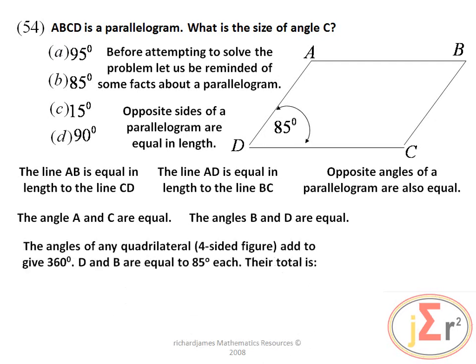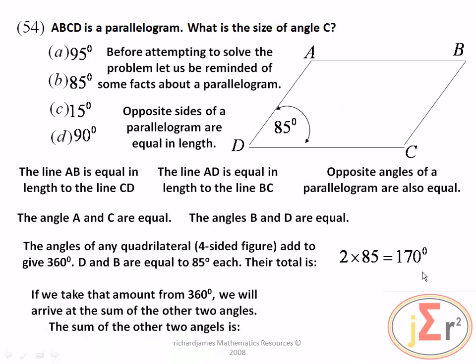The angles of any quadrilateral, any four-sided figure, will add to give 360 degrees. But D and B are equal to 85 degrees each. Those angles that are opposite to each other are equal. So they are 85 degrees each. So the sum of these two angles will give 170 degrees. If we take that amount from 360, we will arrive at the sum of the other two angles.